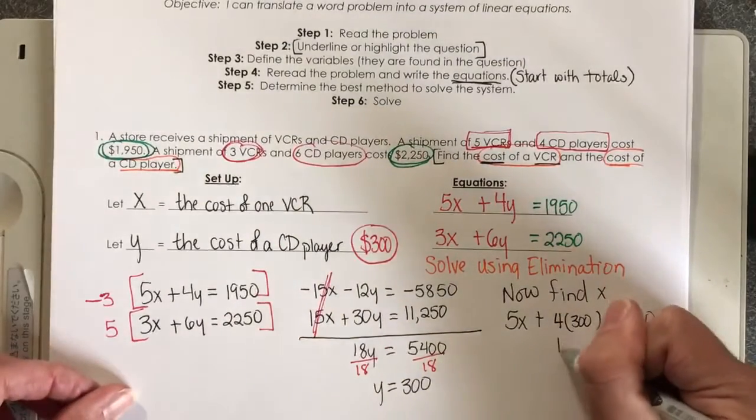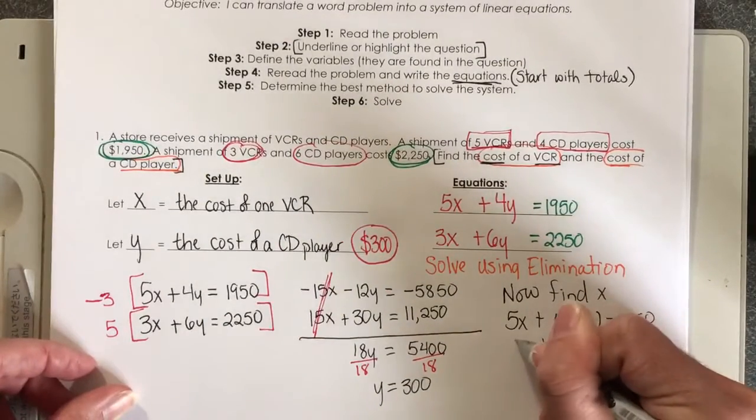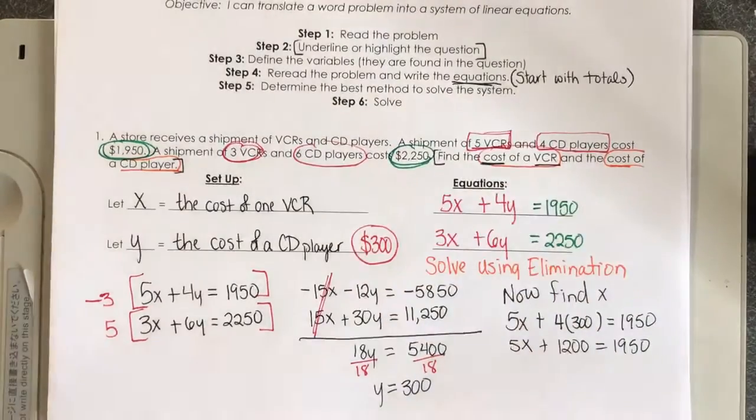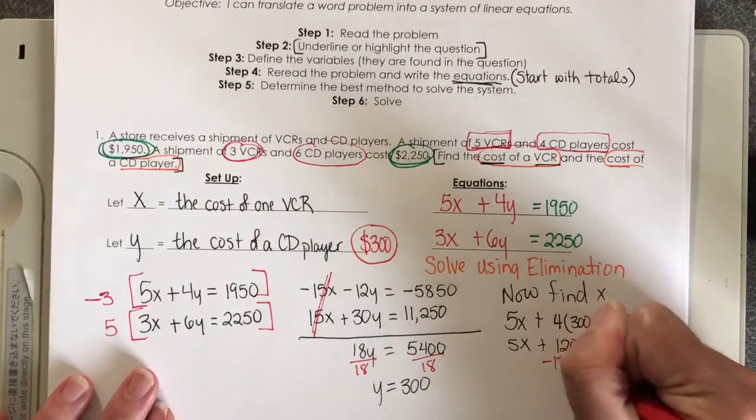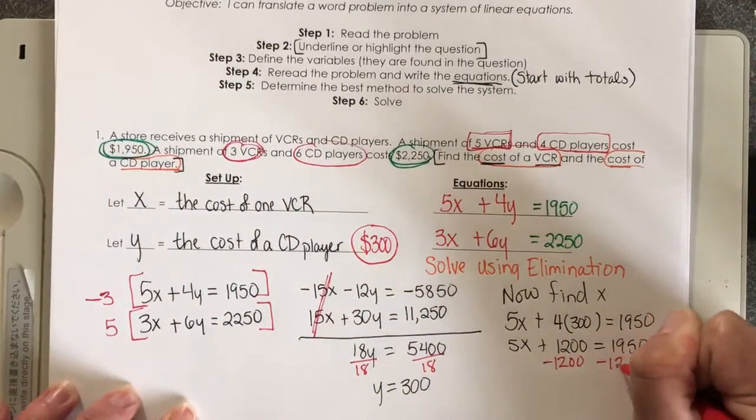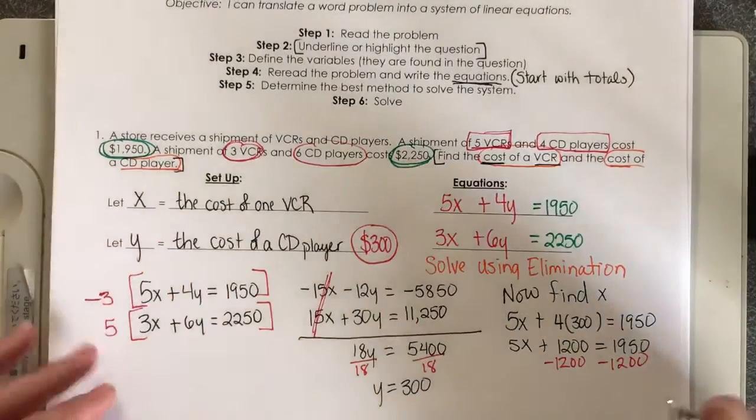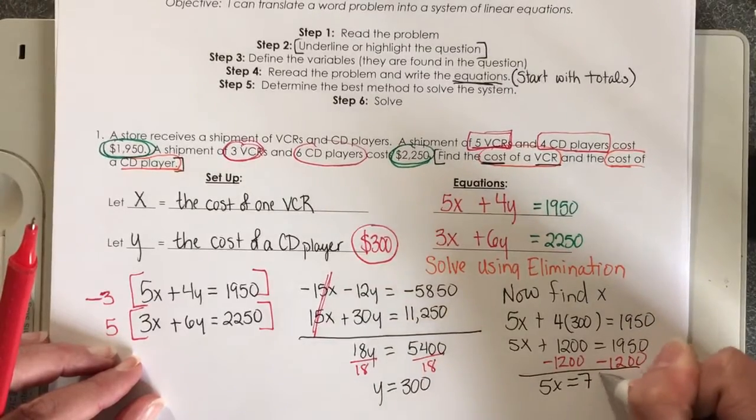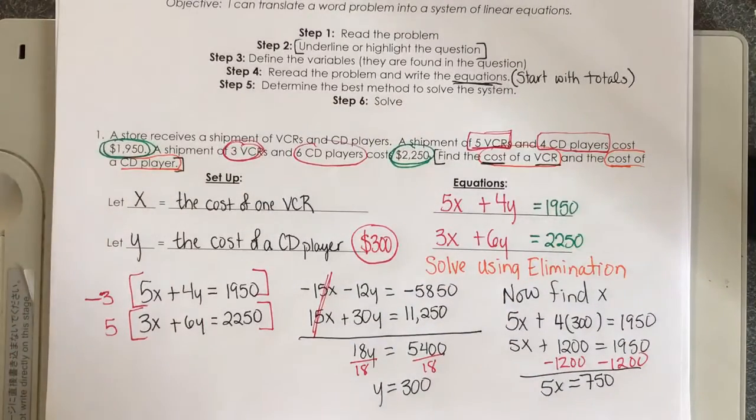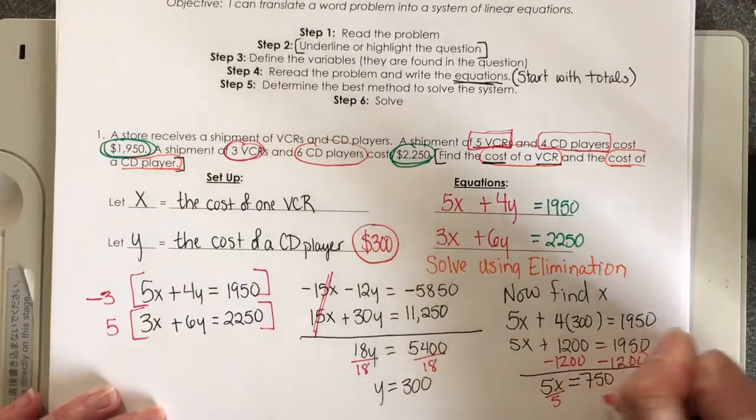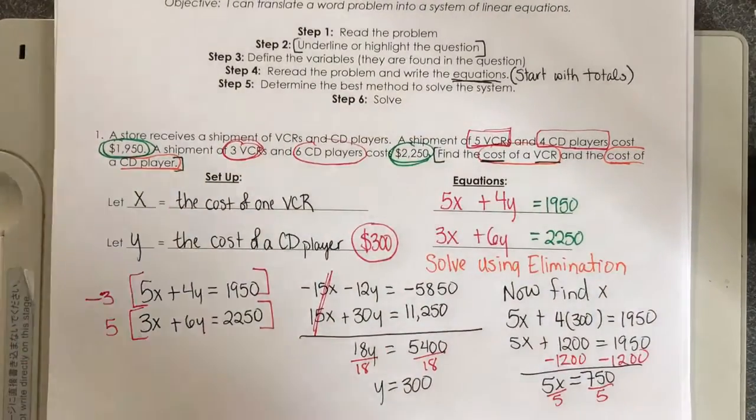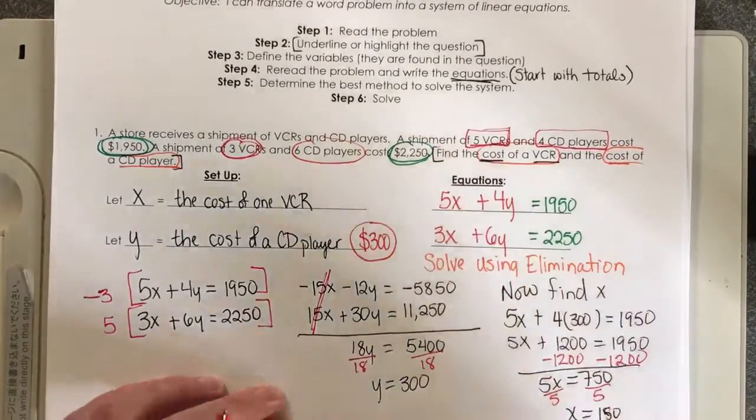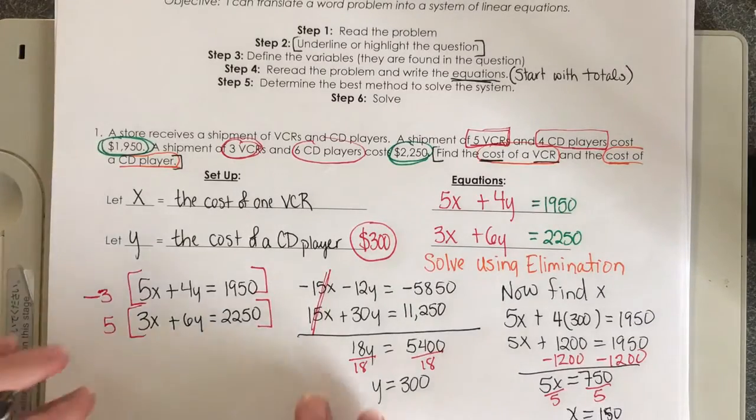4 times 300 is 1,200. Subtract the 1,200 from the 1950. So 5x has a value of 750. Divide by 5. And x is 150. So the cost of a VCR is $150.